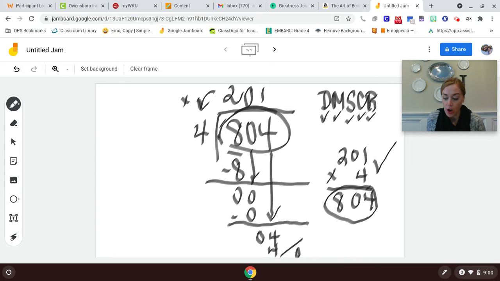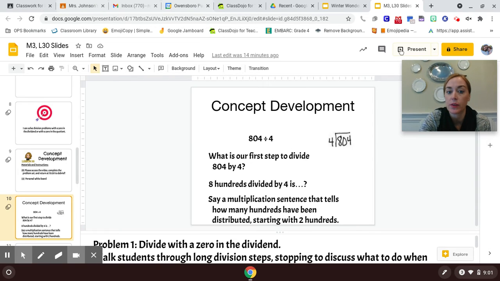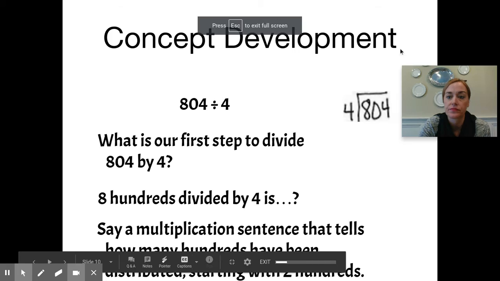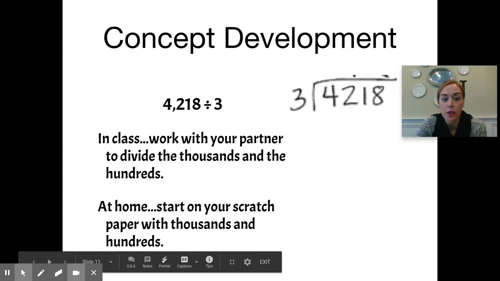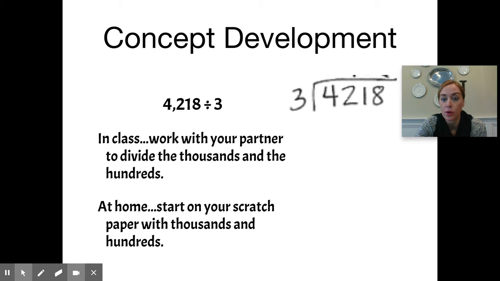And now I want to talk about what happens if there's a 0 in the quotient. So on this one, there was a 0 in the quotient, but there was also a 0 in the dividend, okay? So you can see what happens when there's a 0 in the dividend, but now I want to talk about what happens when there's a 0 in the quotient. So let's look at a little bit larger number here. We have 4,218, and we're going to divide by 3.